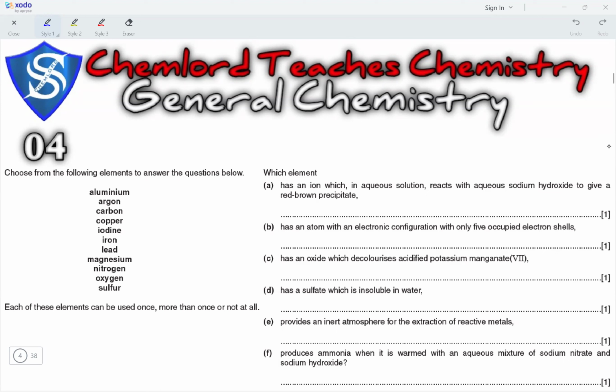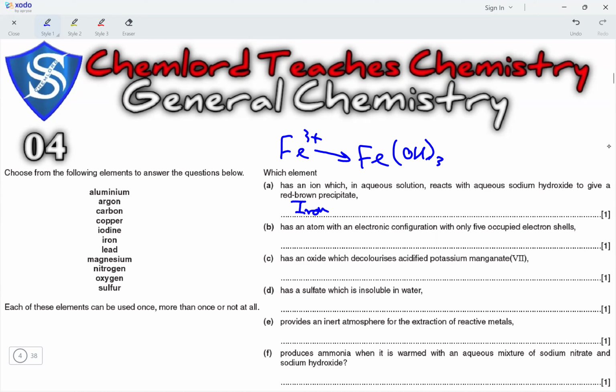So a red-brown precipitate is the color for the presence of the Fe3+ ion, and the red-brown precipitate would be Fe(OH)3. So this is the Fe3+ ion. So Fe3+ ion belongs to iron. So the correct answer for this part of the question is iron.